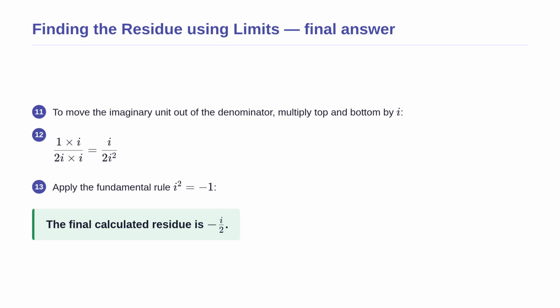We are almost done, but it is standard mathematical practice to move the imaginary unit out of the denominator. We achieve this by multiplying both the top and bottom of the fraction by I. Remembering the fundamental rule that I squared equals -1, the denominator becomes -2. This gives us a final calculated residue of -I over 2. This single complex number perfectly captures the mathematical weight of the singularity at z equals I, found entirely without integration.